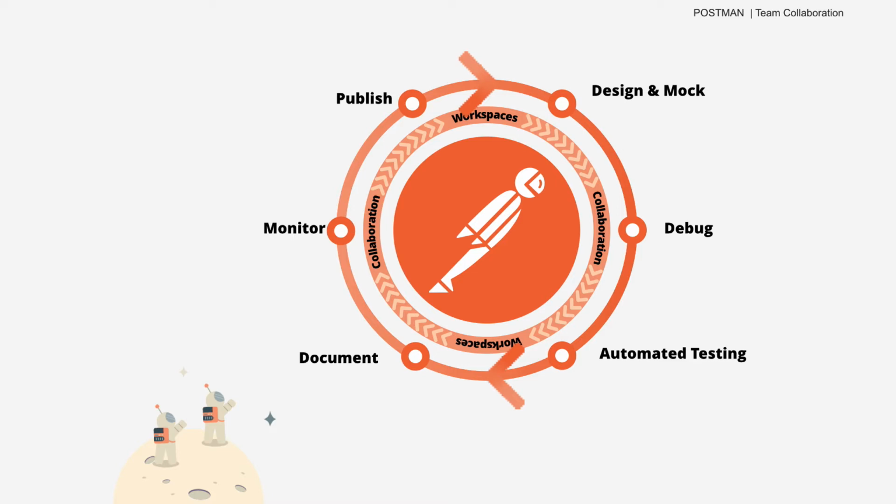If you've ever worked with other people to build or test an API, you know that staying in sync and communicating to others about the behavior of your API is super important. I'm going to walk through what team collaboration looks like in Postman.